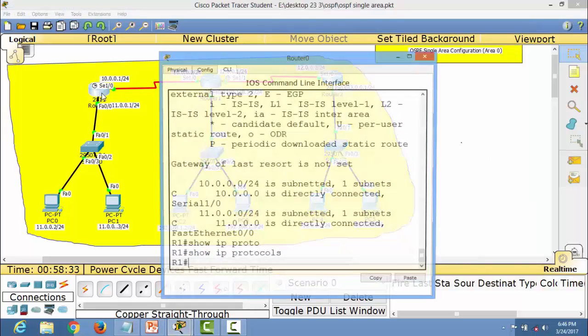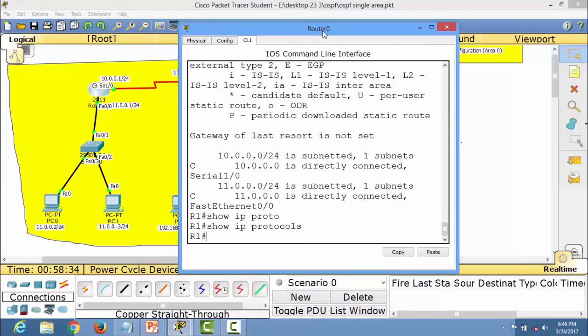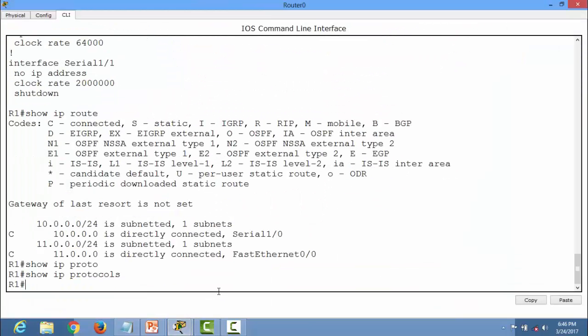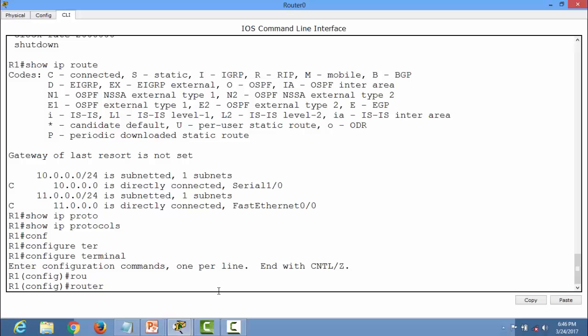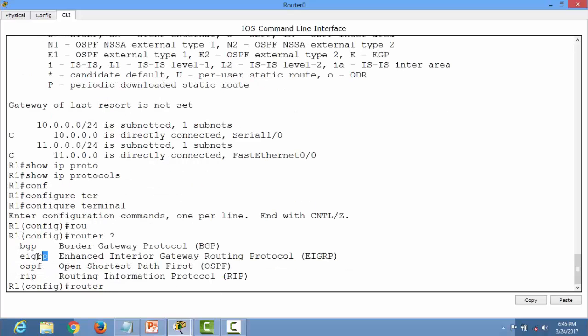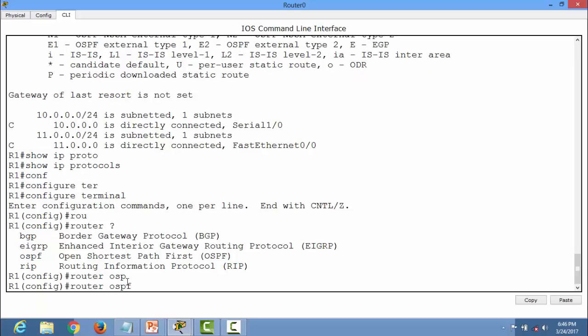So now how can we configure that? Come to the settings. I'm going to use area 0. For that, configure terminal. The first command is the same as we have configured in RIP or in configuring EIGRP. The command is router. Look here, either we can configure BGP, EIGRP we have configured, RIP we have configured. Now we have to configure OSPF. So router ospf.